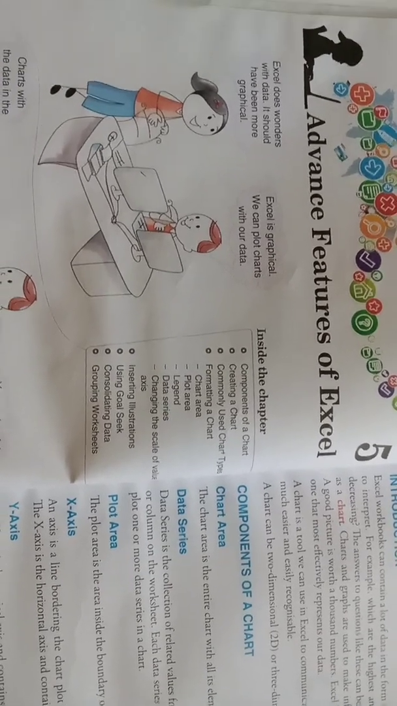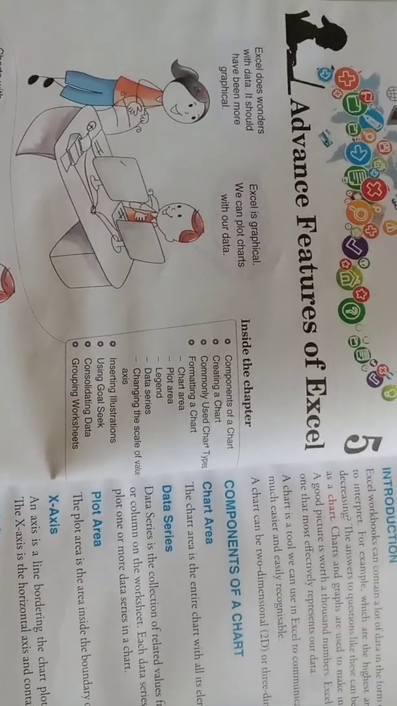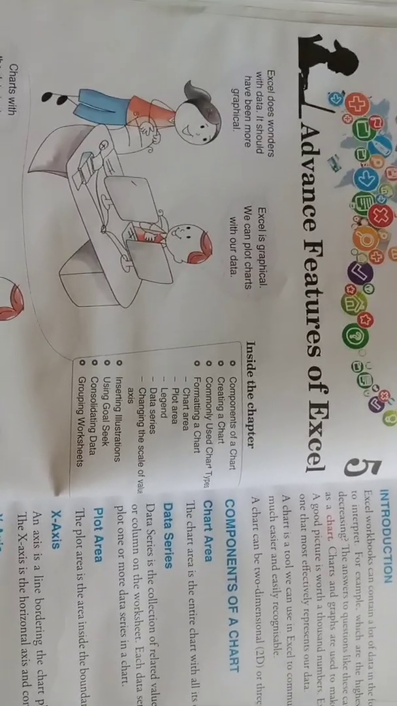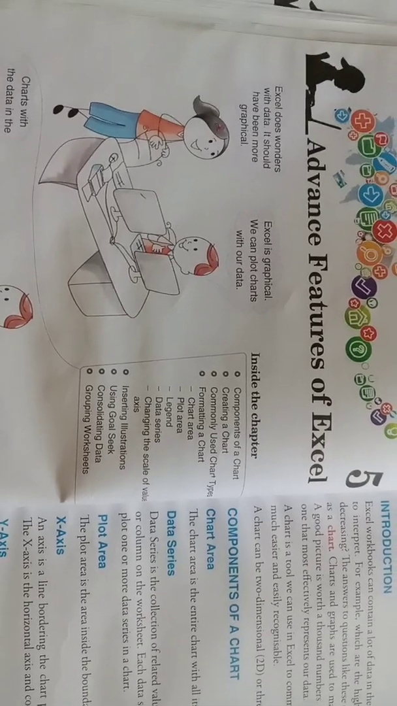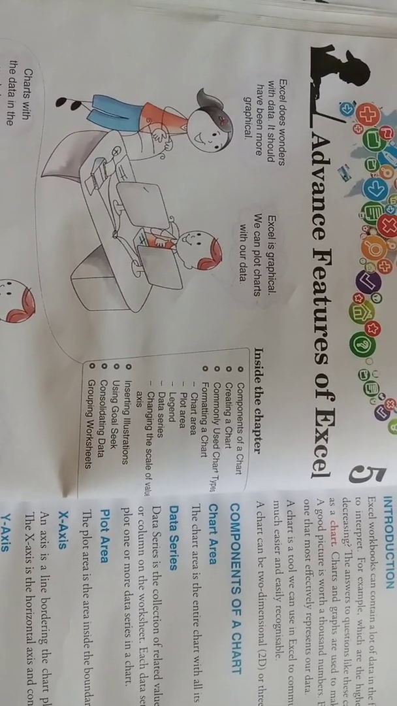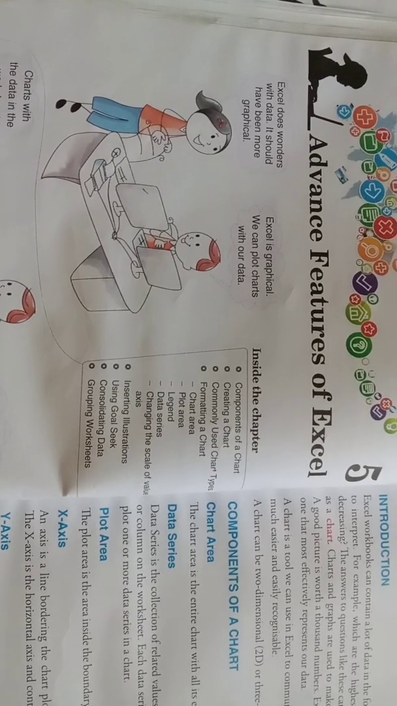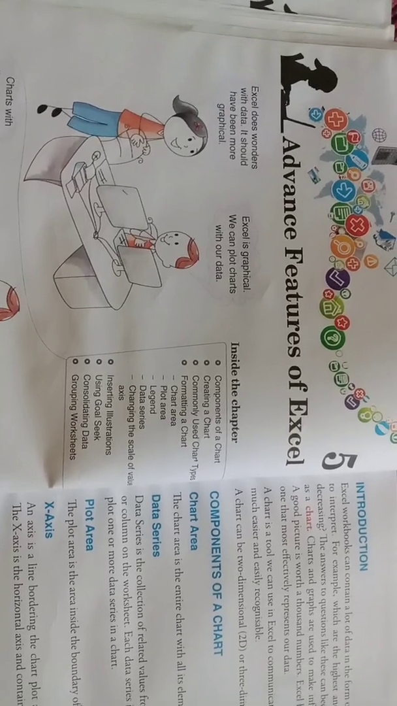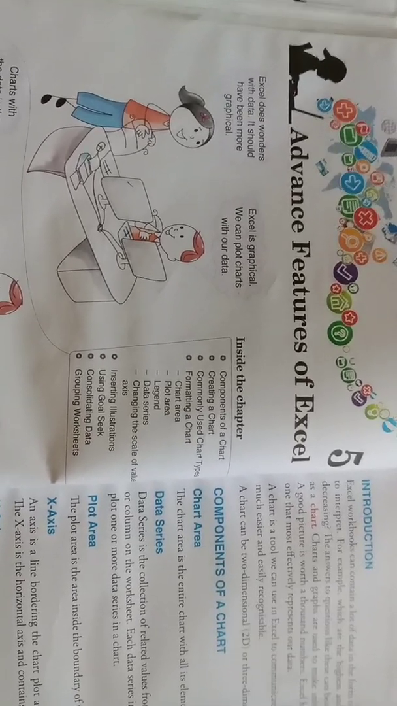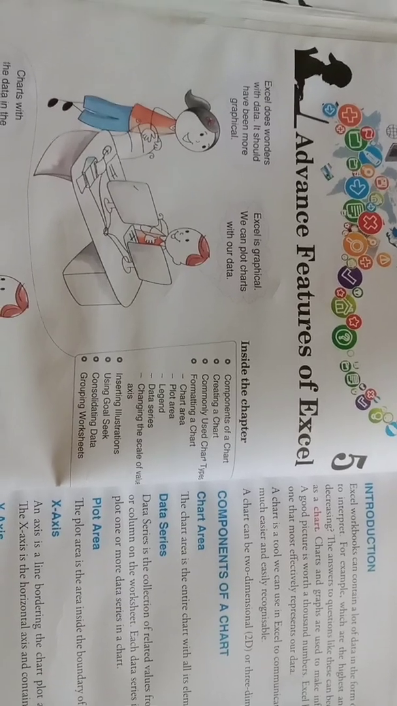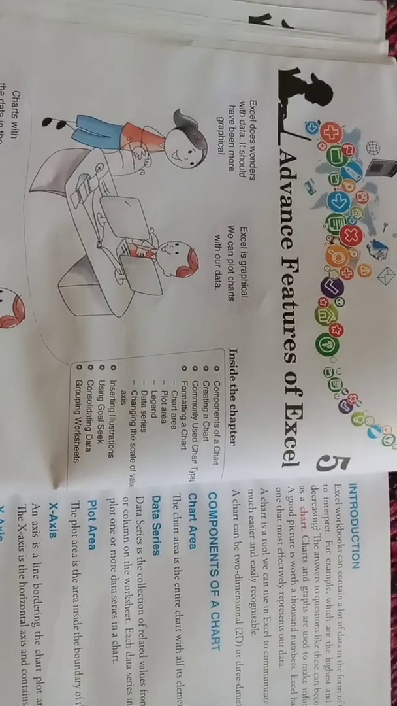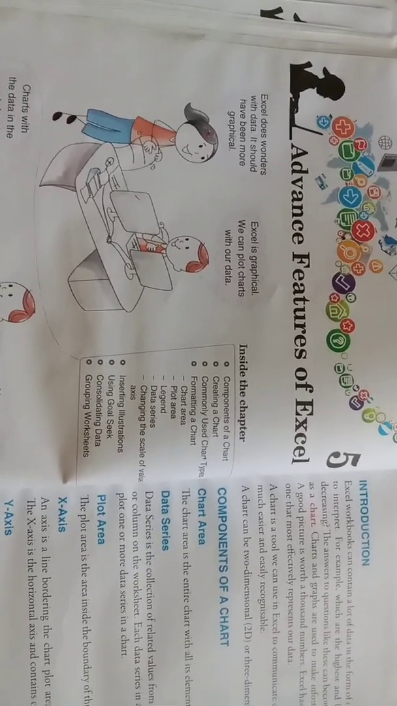All of you have seen, many of you students also know, the x-axis and the y-axis. X-axis and y-axis are lines. X-axis is the line bordering a chart plot area, used as a frame of reference, and y-axis is a vertical axis that contains data, known as the value axis, right? So let us talk about the introduction of the chapter.